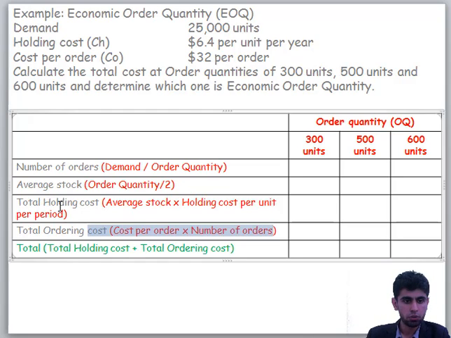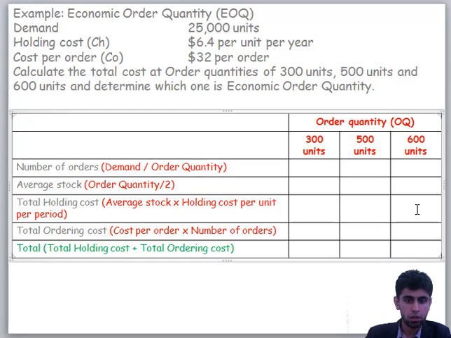Before we can calculate the total holding cost and total ordering cost, we need to calculate the average stock, because that is what we use in the total holding cost, and the number of orders, because that figure we use in the total ordering cost. Number of orders is given by demand over order quantity, and average stock is given by order quantity divided by 2. So let's first calculate the figures for 300 units.